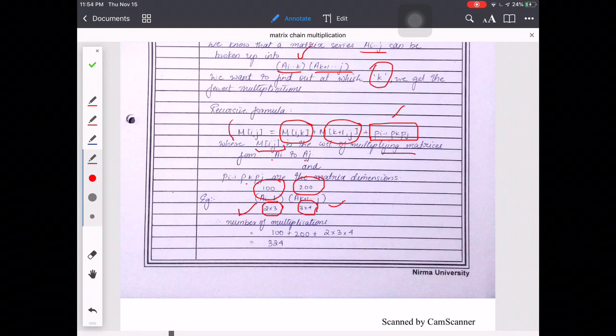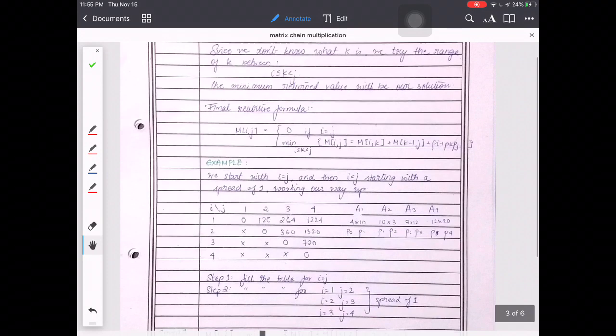So effectively the number of multiplications would be M[i][k], which is the cost of multiplying Ai to Ak, which is 100. And then we have M[k+1][j], which is 200, and then P[i-1], which is 2, P[k], which is 3, the inner dimension, and P[j] is the outer dimension, which is 4. So we would arrive at an answer of 324 multiplications. This is just an example for a better understanding of what these notations actually mean, right?